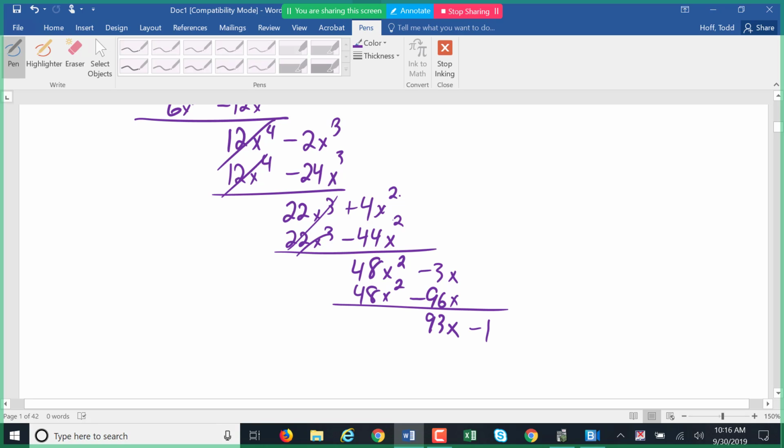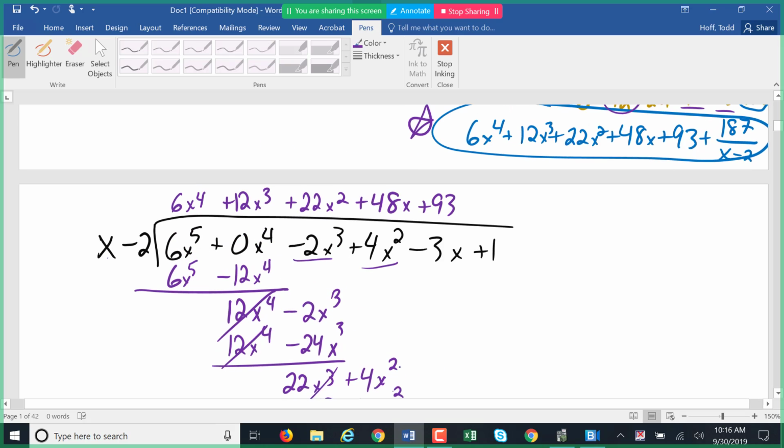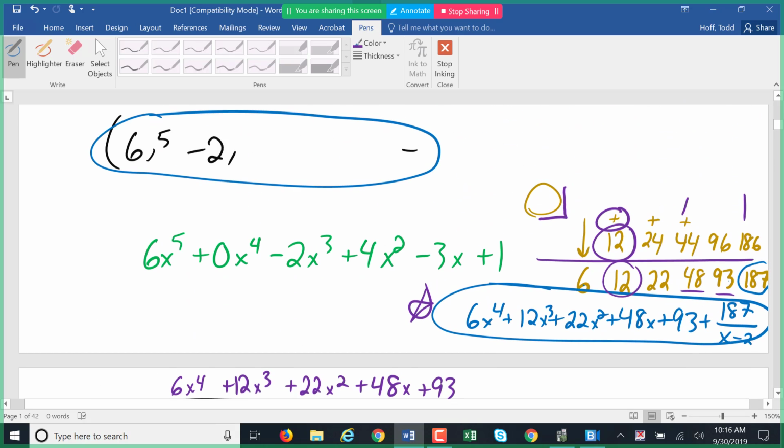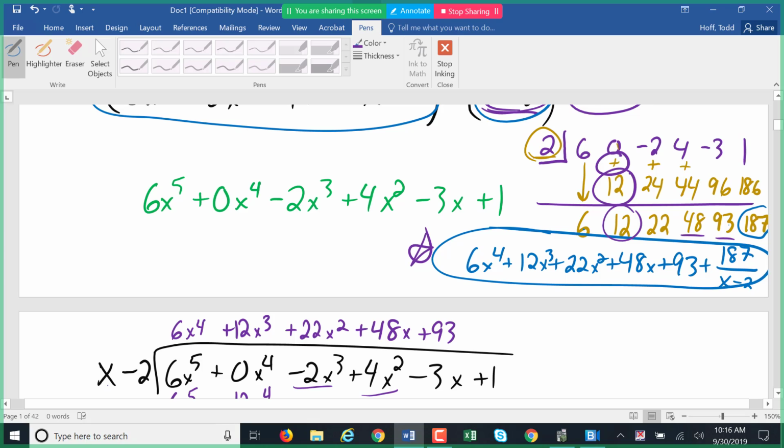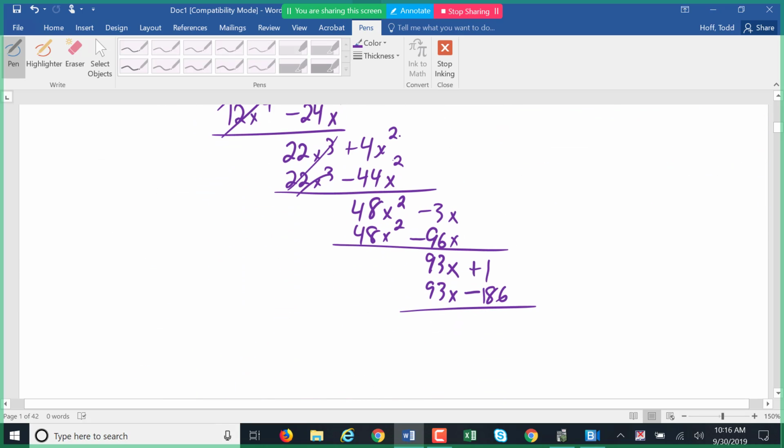So we should bring down the negative 1. We multiply through to get 93x plus 186. Of course, we subtract that, we get 187. Should be minus 186. So you can see that's a positive 1, that's why it did come out. So we have that remainder of 187.